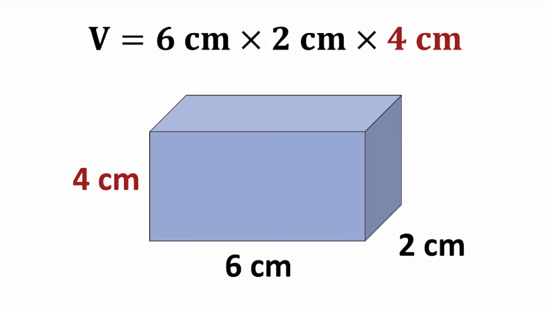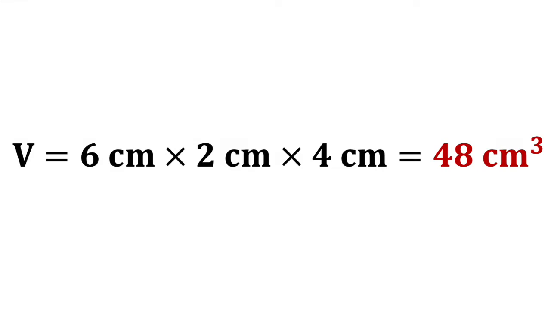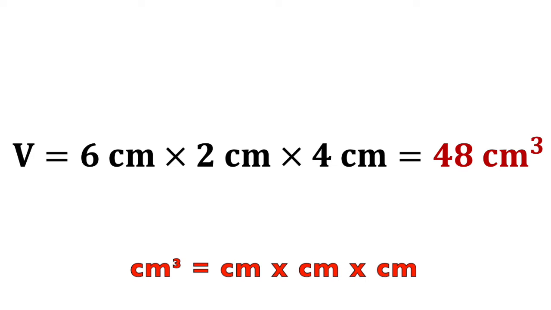So we have 6 centimeters times 2 centimeters times 4 centimeters. And this gives us 48, with our units being centimeters cubed, which is centimeters times centimeters times centimeters. That's how we got that number.